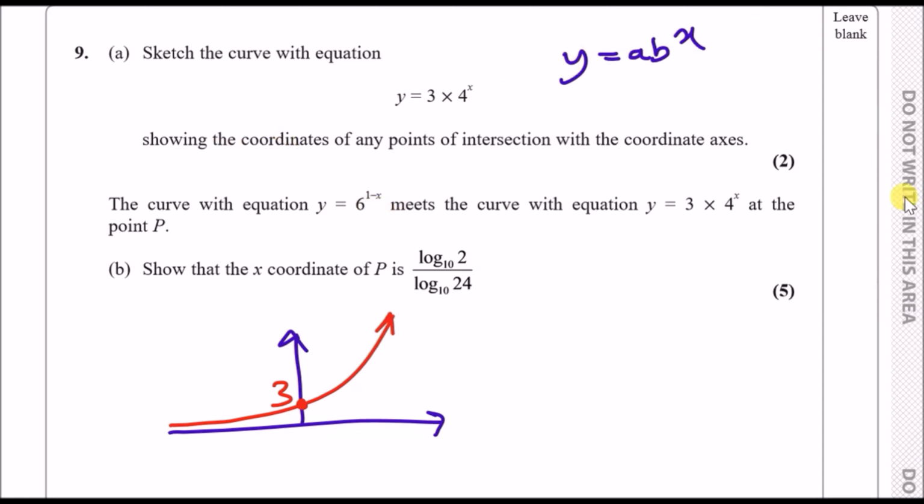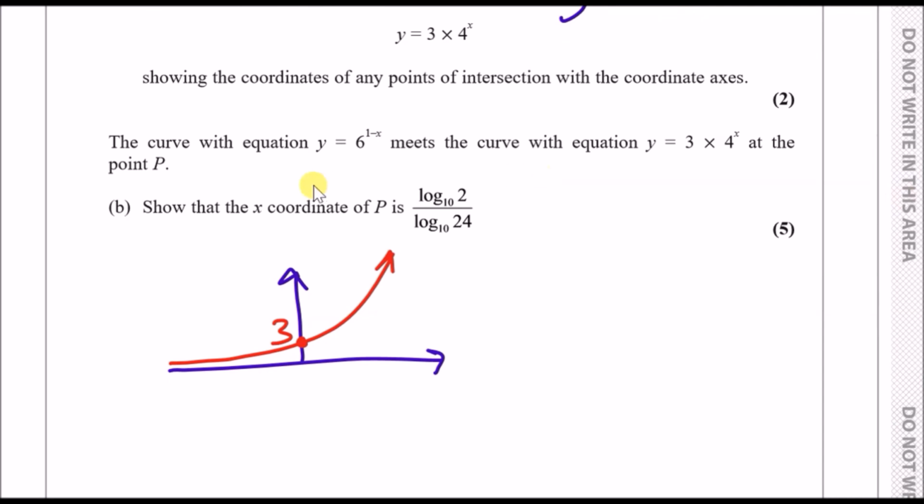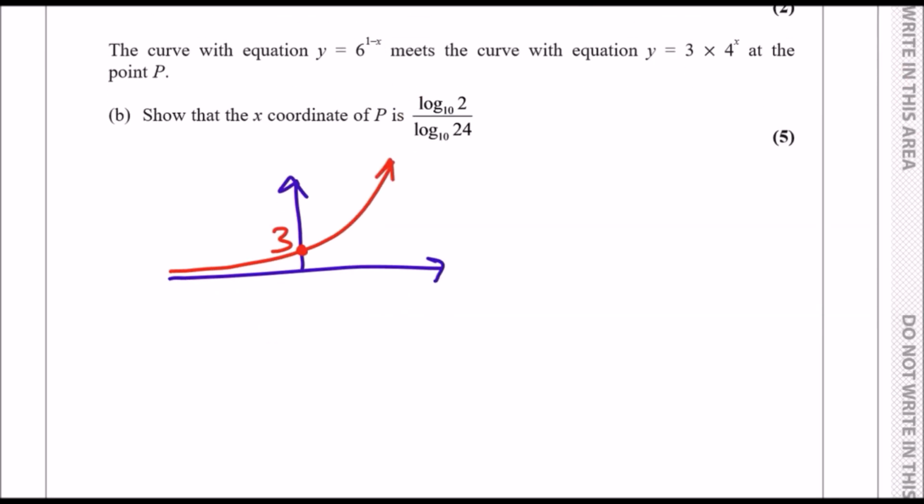Now for part B, it says that the curve of equation y equals 6 to the 1 minus x meets the curve of equation 3 times 4 to the x, so basically the same one, at the point P. And they want us to show that the x coordinate of P is given by this log expression right here. Okay, so when two curves meet, that literally means to equate these together, yeah? So essentially we have 3 times 4 to the x, which must equal 6 to the 1 minus x, okay?